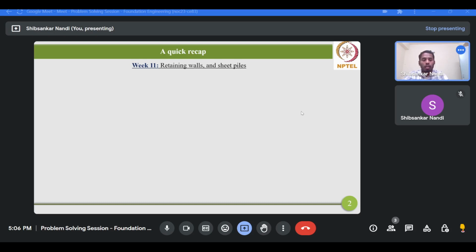But before that, we'll first solve a problem regarding various design checks which are required to ensure a safe and satisfactory performance of a gravity retaining wall. And that problem basically was given in the last class itself as a homework problem. Okay, so we'll start with that and then we'll take a few problems related to sheet pile wall and we'll close this session for today.